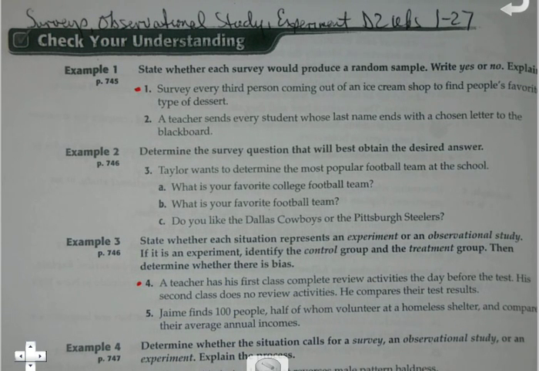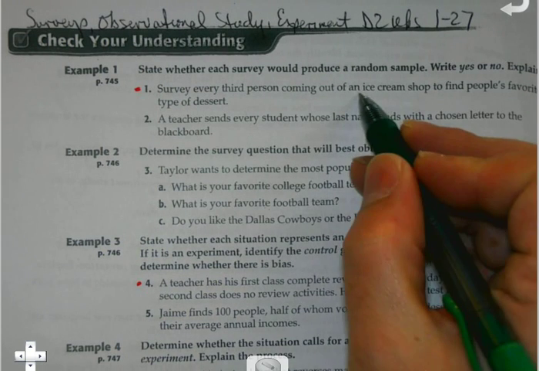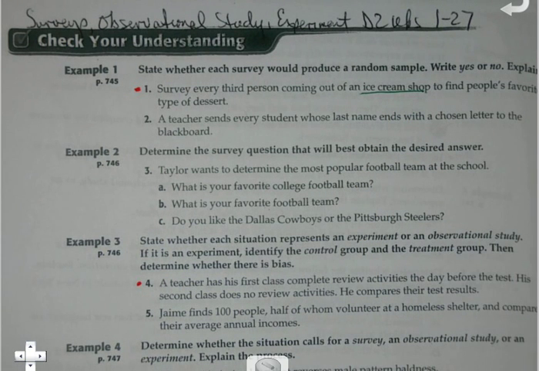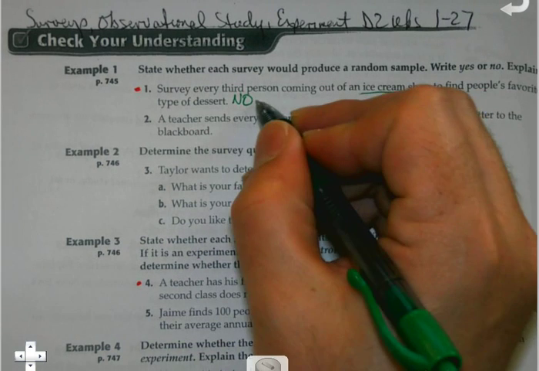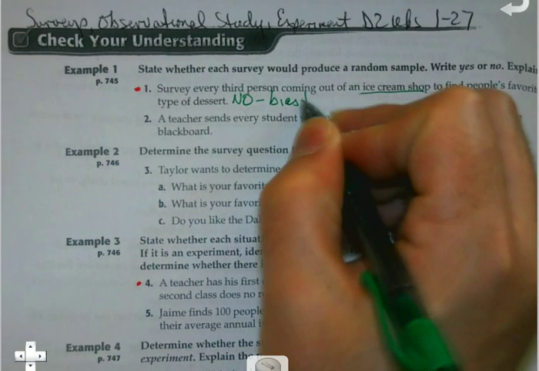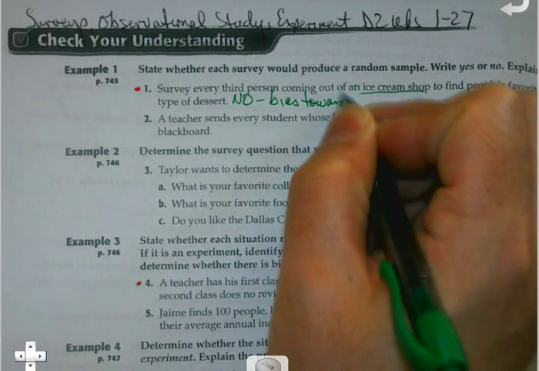Ice cream shop, because if we're trying to find out, in general, people's favorite dessert and we're standing outside the ice cream shop, there's probably going to be a bias towards that. So in this case, for this one, I would say, don't think so. Don't think that's very random. Explain, well, here there'd be a bias toward ice cream.